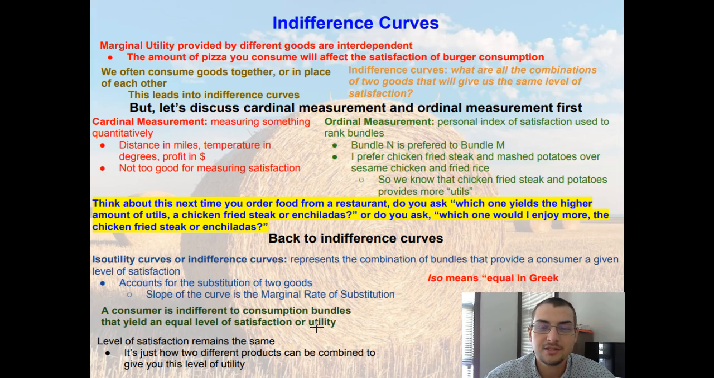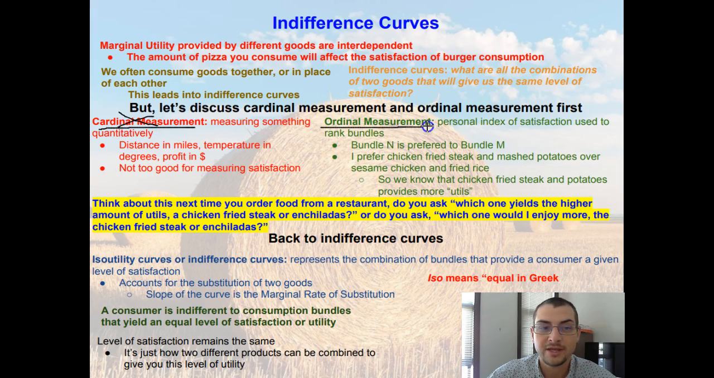The chicken fried steak or the enchiladas? Which one would I prefer more? Which one would give me a higher amount of satisfaction? You're not actually placing a number to it. You're just saying, I place this one over that one. If you were to place a number to it, that would be that cardinal measurement. But you can't really place a number on satisfaction, so we can't really use the cardinal measurement all that much.